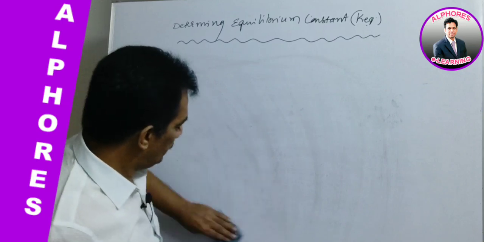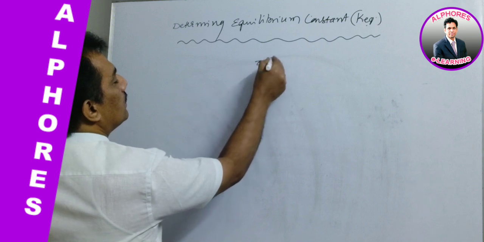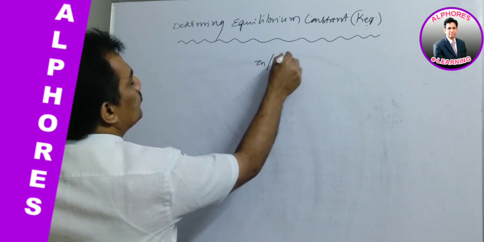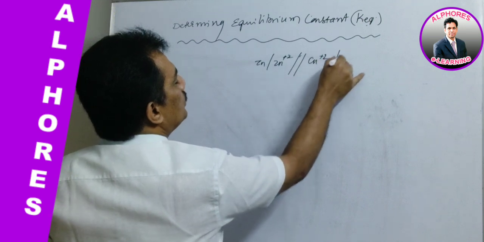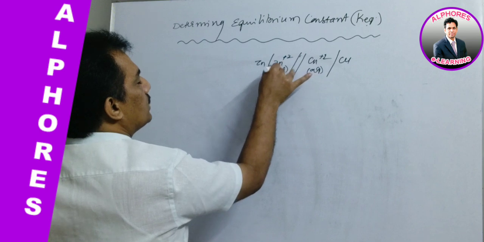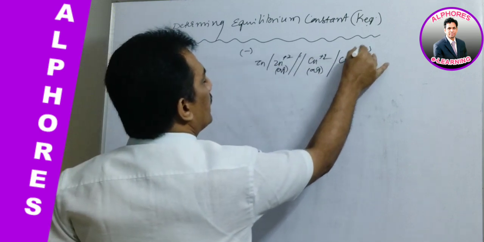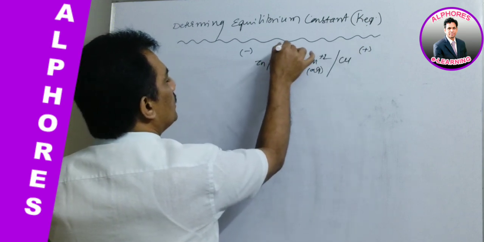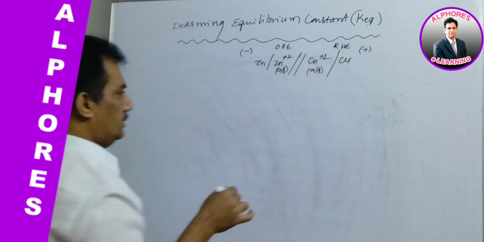Just observe, it is given as, for this zinc Zn+2 and Cu+2 Cu, this is an aqueous solution and this is an aqueous solution, with this concentration. It is the anode, it is the cathode, that is OHE. For your easy understanding, it is RHE.